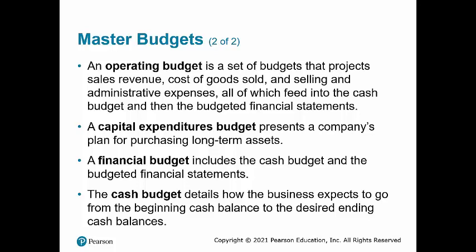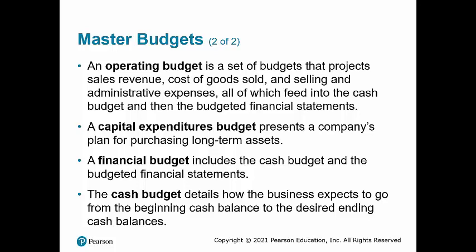A capital expenditures budget is a budget that is going to present the company's plan for purchasing property, plant, equipment, and other long-term assets. Those are called capital assets. Another type of budget, the financial budget, will include the cash budget and the budgeted financial statements.